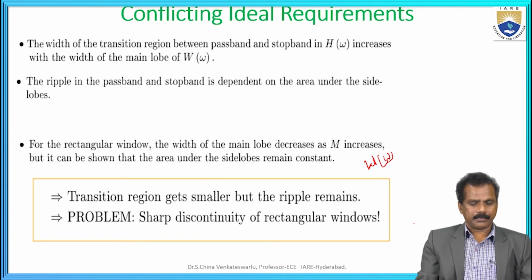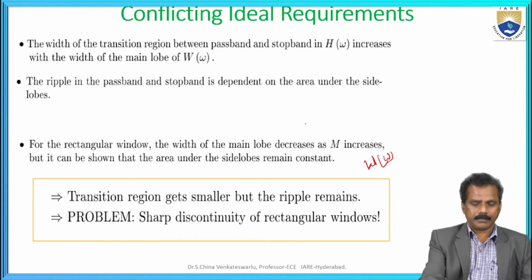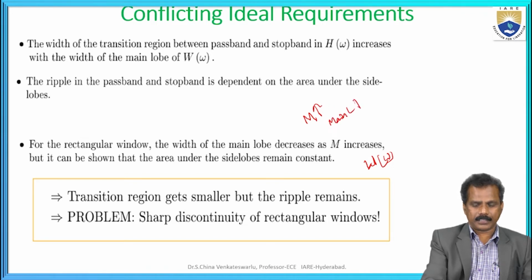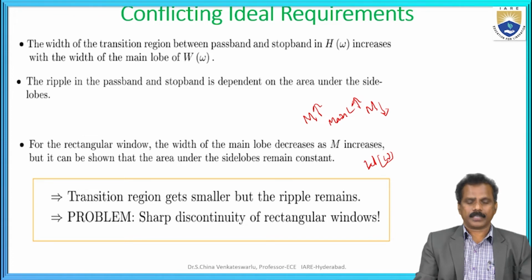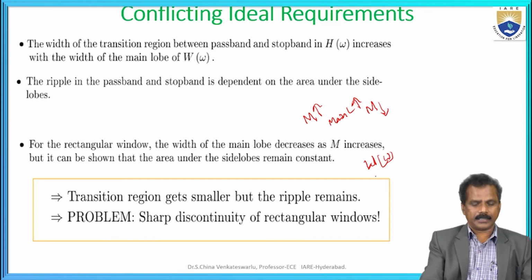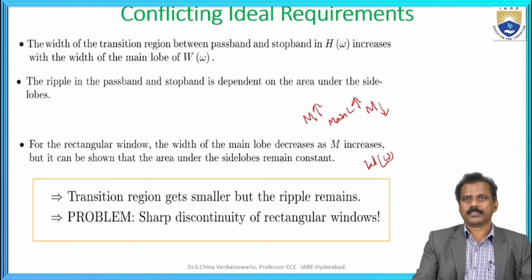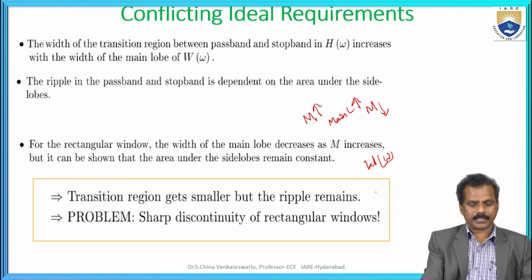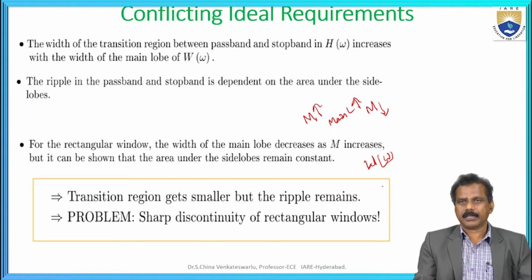So for the rectangular window, the width of the main lobe, this is the main lobe, increases as capital M decreases. But it can be shown that the area under the side lobes remains constant, as per the previous results. The transition region gets smaller, but the ripple remains. The problem is the sharp discontinuity of the rectangular window. This is the big problem.